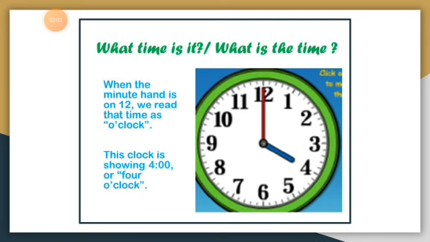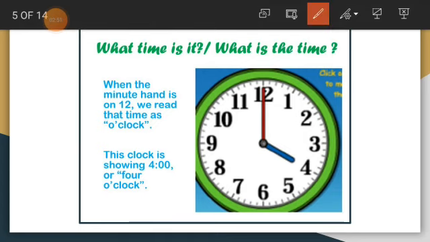Okay, now let's see what time it is. What is the time? Remember, when the minute hand, the long hand, is pointing to 12 and the hour hand is pointing to any number, it's called o'clock. For example, when the minute hand is on 12, we read that time as o'clock. This clock is showing 4 o'clock. Why is this clock showing 4 o'clock? You can see the small hand.